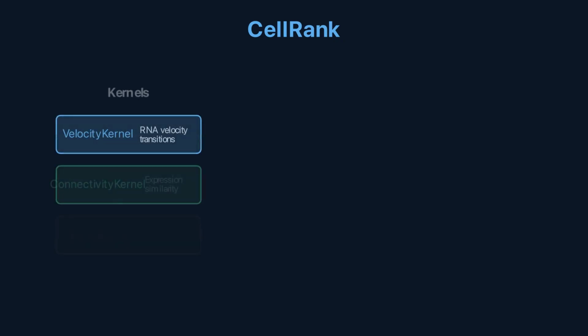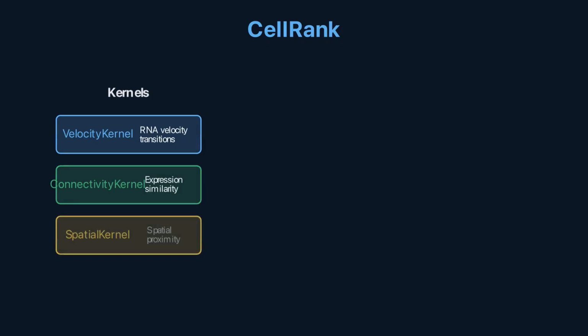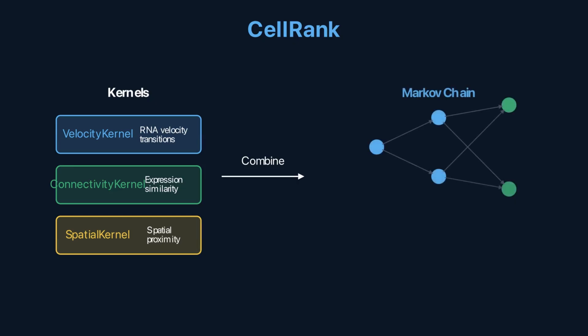CellRank integrates RNA velocity with cell-cell transition probabilities. The velocity kernel converts velocity arrows into a transition matrix, the probability of each cell transitioning to each neighbor given its velocity direction. The connectivity kernel uses expression similarity. Your pipeline adds the spatial kernel. Cells nearby in tissue space have higher transition probabilities.